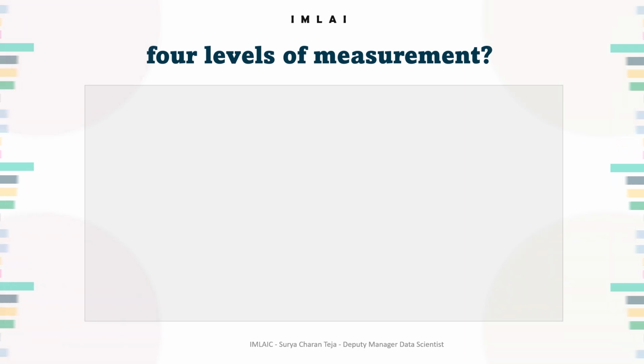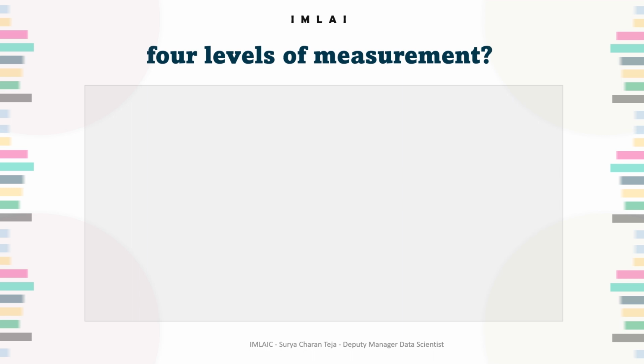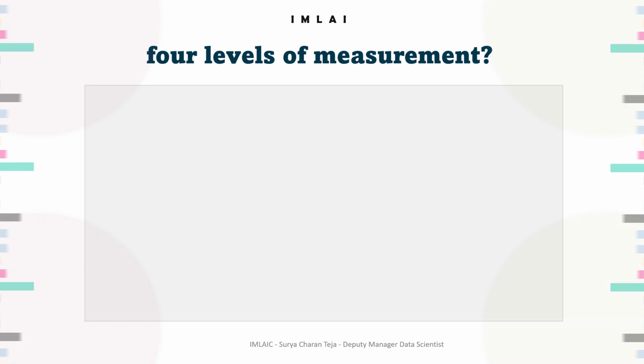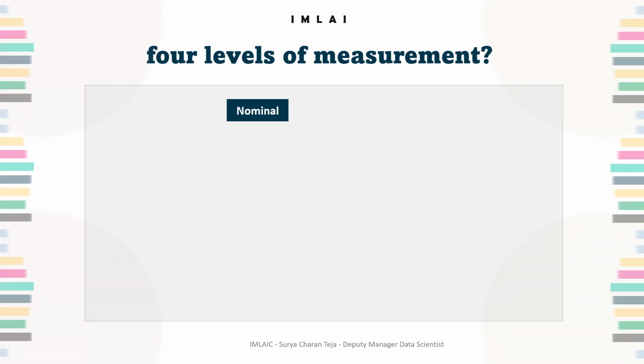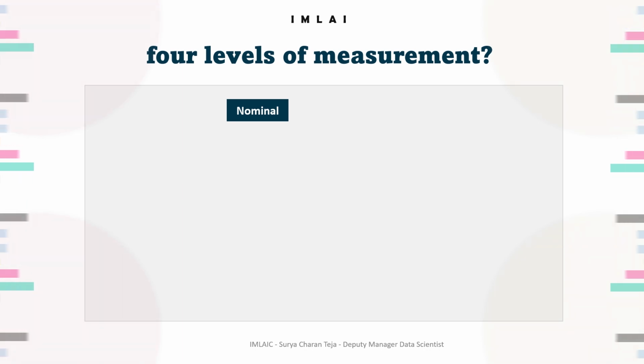There are four commonly recognized levels of measurement: nominal, ordinal, interval, and ratio. These levels of measurement are used to categorize data based on the nature of the underlying numerical values or characteristics. So let's begin with the nominal level.